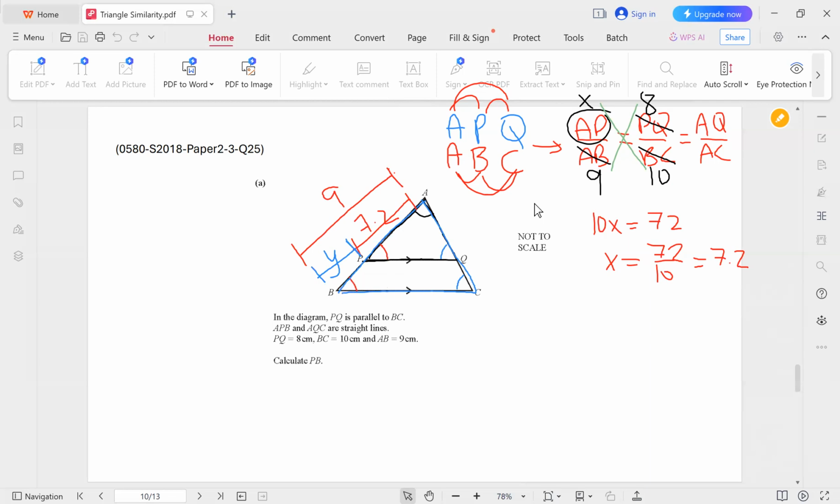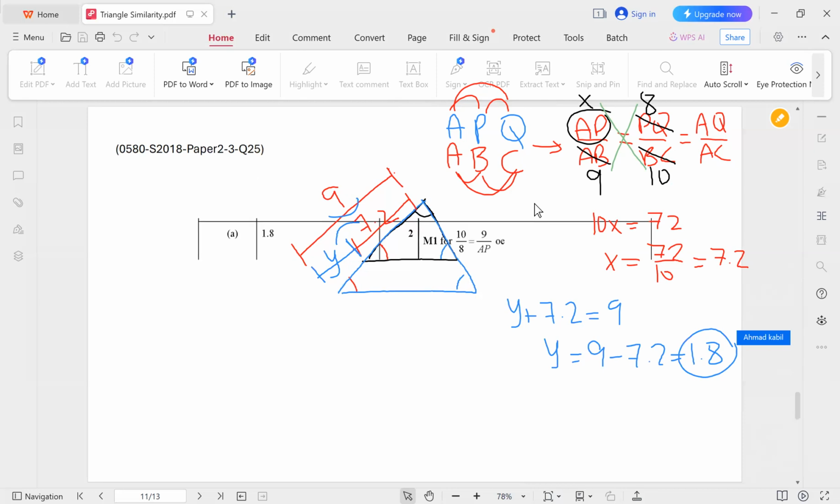So the equation is that y plus 7.2 has to be the same as the 9. Let's write this down. So y plus 7.2 must equal 9. And therefore, y must equal 9 minus 7.2, which is the same as 1.8. And therefore, the value of y, which is PB, has to be 1.8. This is our final answer. And the marking scheme agrees. We have 1.8 as the final answer here.